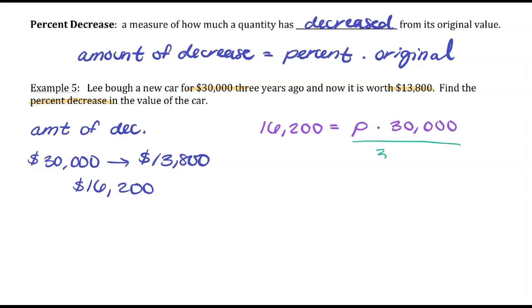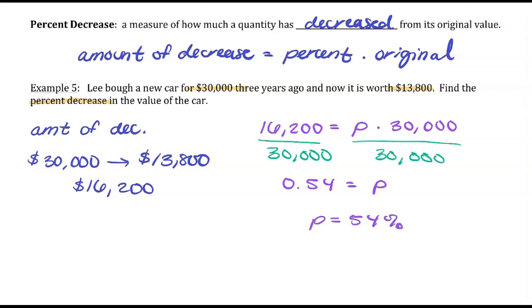Dividing both sides of this equation by 30,000, we can solve for our value of P. 16,200 divided by 30,000 is 0.54. That is, the percent decrease is 0.54 or 54%.